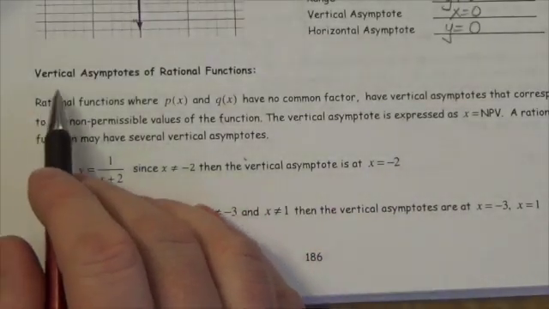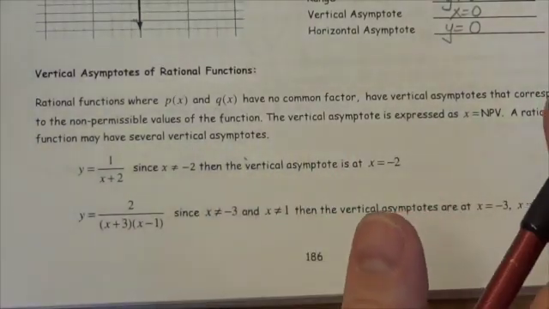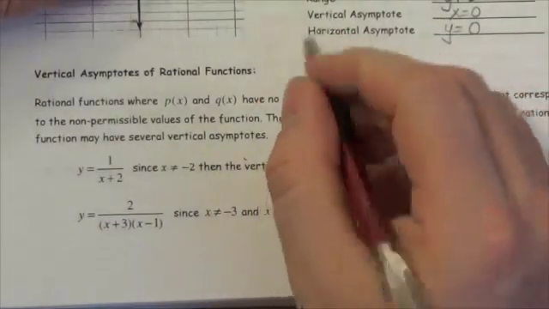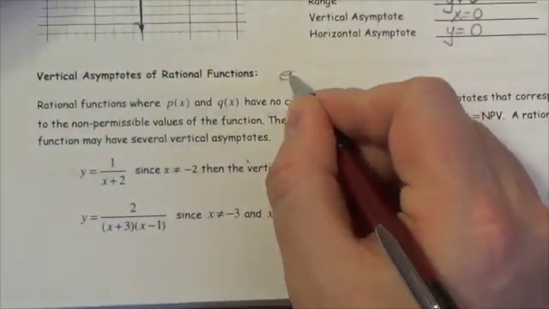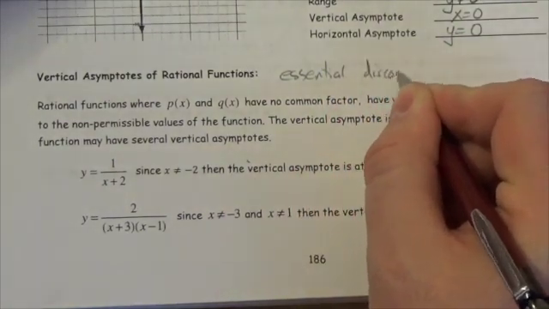In this section, we will be looking at how to identify the vertical asymptotes of rational functions. Okay, so when we talk about vertical asymptotes of the rational functions, we're talking about a very specific type of non-permissible, okay? And it leads to what I've called before an essential discontinuity.